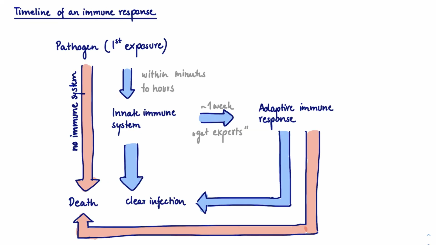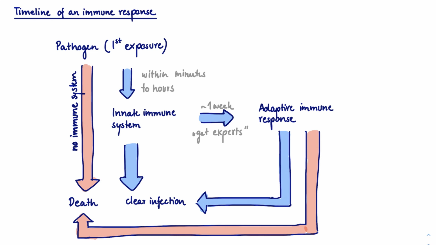Now I want to explain a little bit about why the innate immune system is absolutely necessary. Let's look at a timeline of an immune response. Let's suppose you're exposed to a pathogen and you're seeing this pathogen for the first time. So we have a first exposure. If you did not have any immune system, there would be nothing to fight this infection, and death would be a possible scenario. But normally, when we have an immune system, the innate immune system is going to kick in because these are the cells and molecules that are immediately ready to fight.